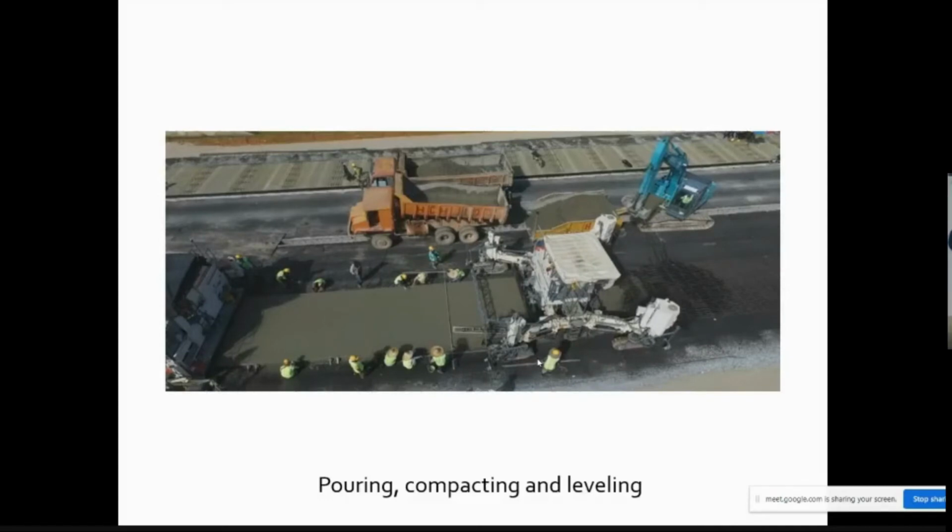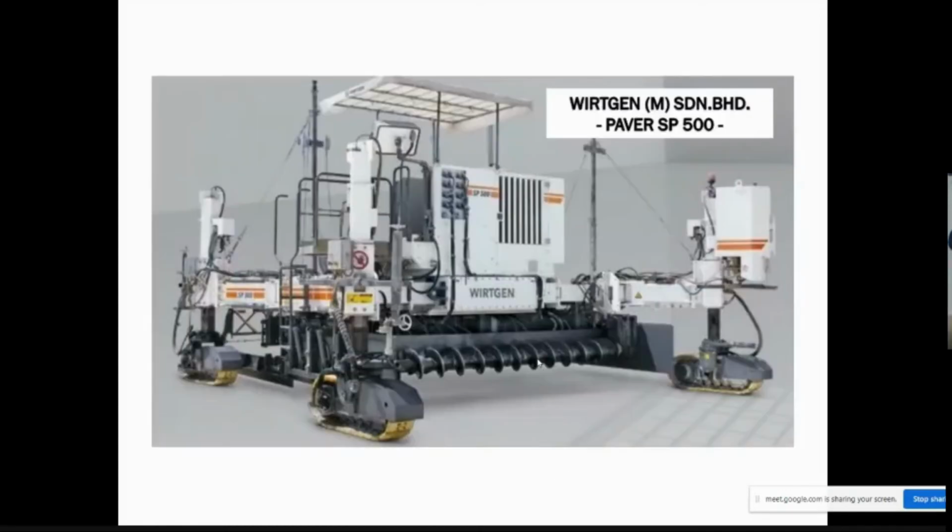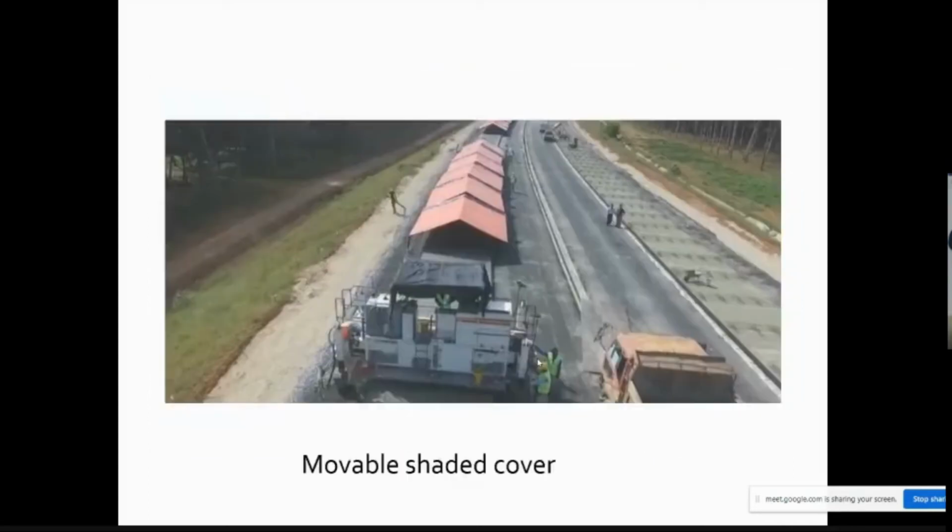So this is how they do compaction, segment by segment. These are the pictures. So these are the machines for the concrete. This one, the other side is also being done. They covered it with a roof. I don't know what they covered. Yeah, they covered the concrete. They use canvas. Why did they do that? So that rainwater flows off.